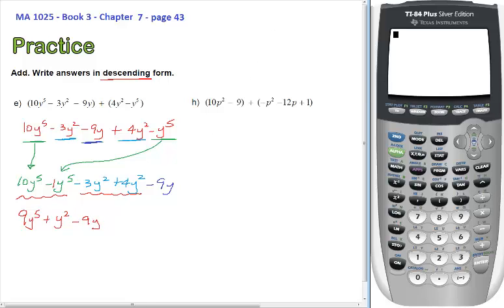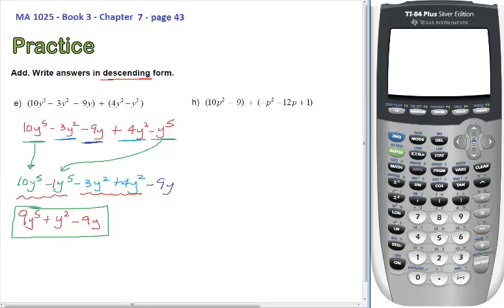You cannot combine unlike terms by adding or subtracting. You can only add or subtract what we call like terms: the same variable with the same exponent, or the same base with the same exponent. So there's the answer to the first one.